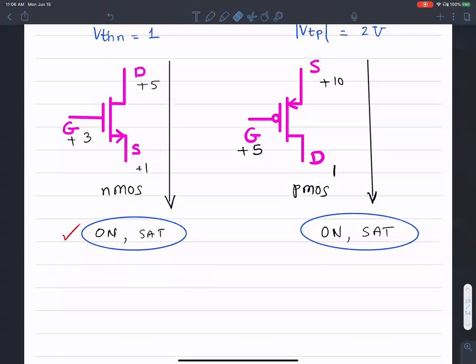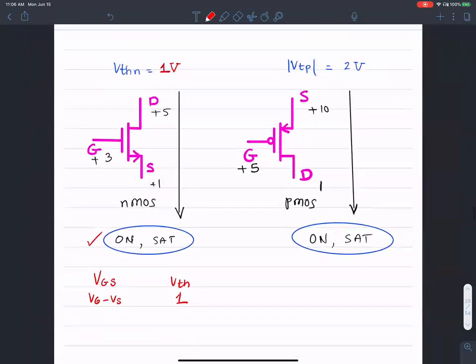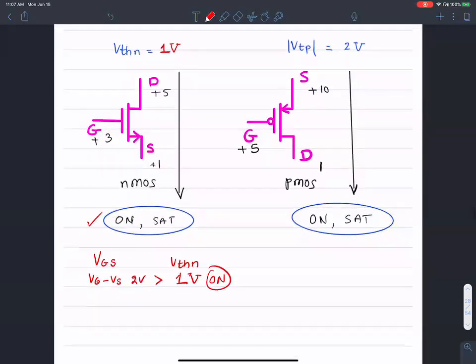In order to decide if the MOSFET is on or off, what do you have to look at? VGS is greater than the threshold? Correct. You have to compare VGS to the threshold. VGS is VG minus VS, which is 2 volts, and the threshold voltage VTHN is 1 volt. So the MOSFET is indeed on. My intuition that the voltages are falling from top to bottom, so this MOSFET is on, led me to the right solution.